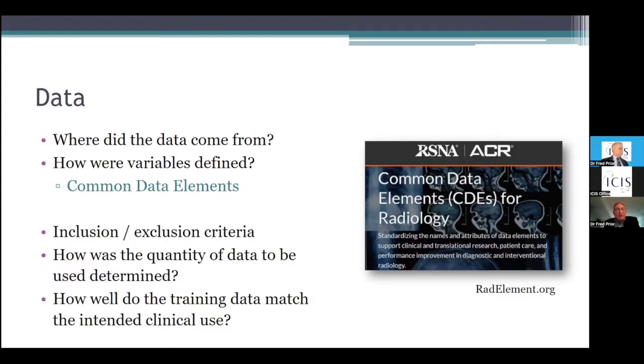It's because it was a convenient sample. That's what they had available to them. And I think Fred touched on this, and it's very important, and I'm going to come back to it a little bit, but how well do the training data match the intended clinical use of the system? We've seen numerous instances where a system that was trained in one setting, brought over to another, just absolutely flops. And despite the good intentions and careful attention that was put into the development of the system, that can be one of the challenges.